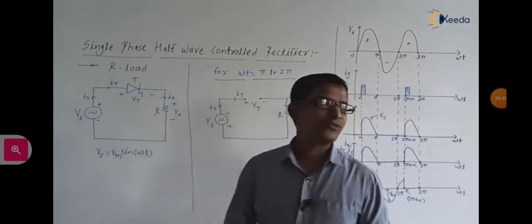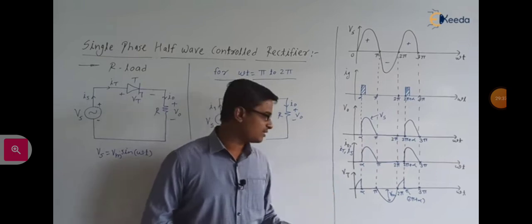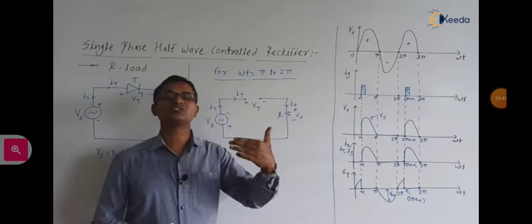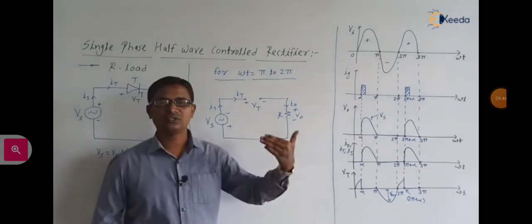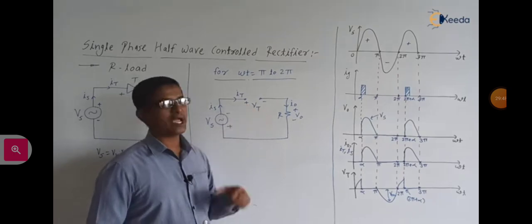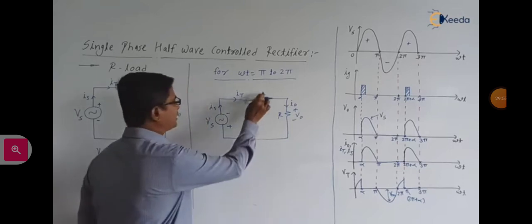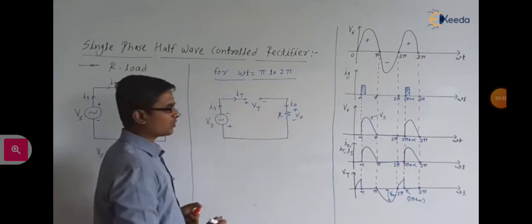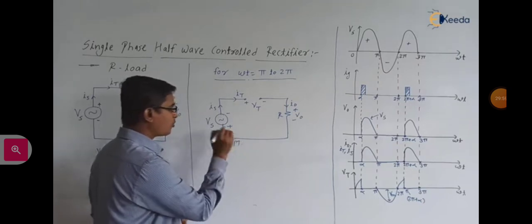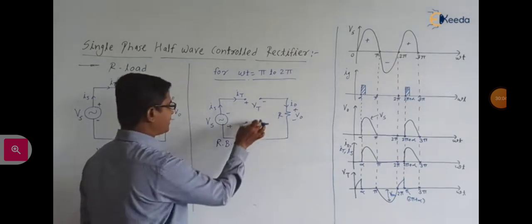Here, at omega t equal to pi, the current flowing through the thyristor becomes 0, and after that the reverse voltage is maintained across the thyristor. This is due to the reversal of the supply voltage. So at omega t equal to pi, our thyristor will successfully turn off. From pi to 2 pi the thyristor will be in the reverse bias mode. The mode of operation is the reverse blocking mode, so the thyristor acts as an open circuit.